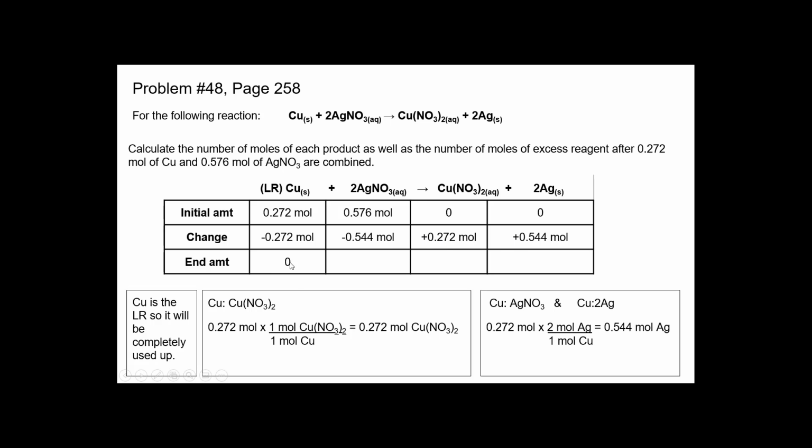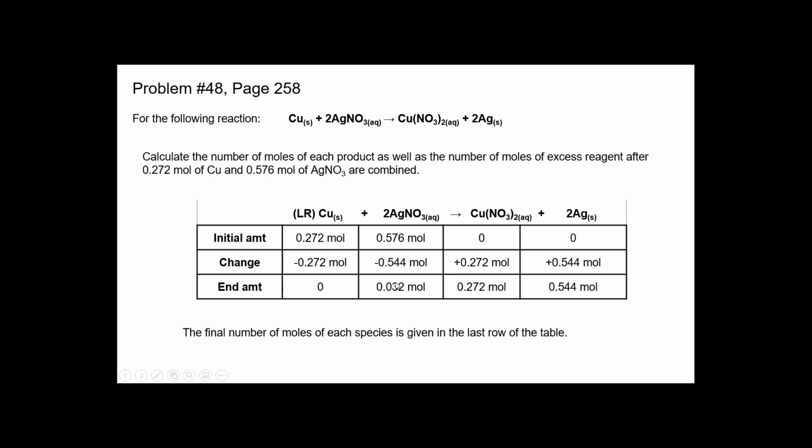I didn't mean to put a 0 there, I jumped ahead, but that's exactly the next step. At the end amount, we're going to plug all these in, and what it shows you is the excess. This is the amount of excess left over. Limiting is gone, it should look like that. You bring down the amount that was produced for the copper 2 nitrate, and you bring down the amount for the silver. These are the final number of moles for each of the compounds in this reaction. So if you needed to determine mass, now you have enough information to go that extra step to get the mass of any of these.